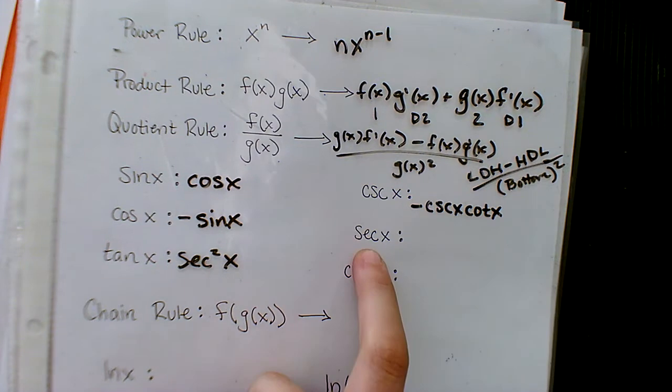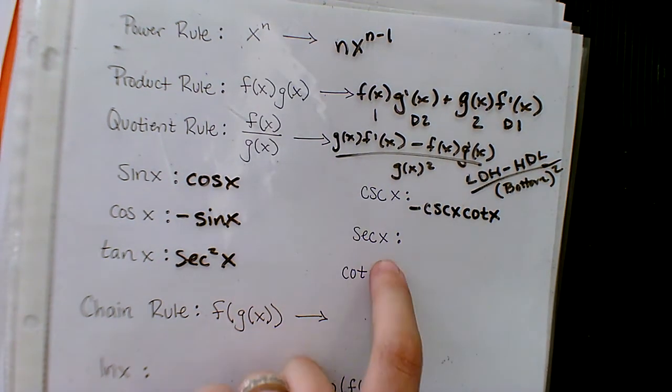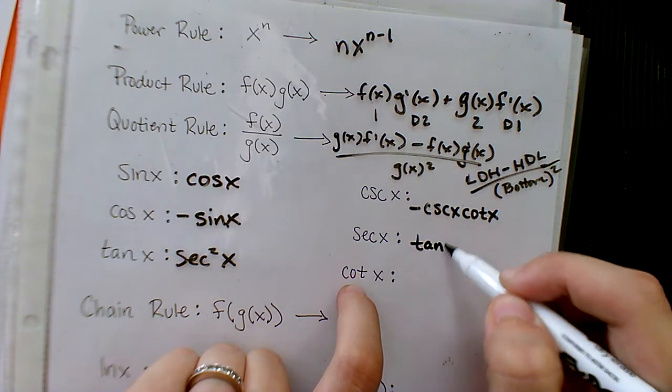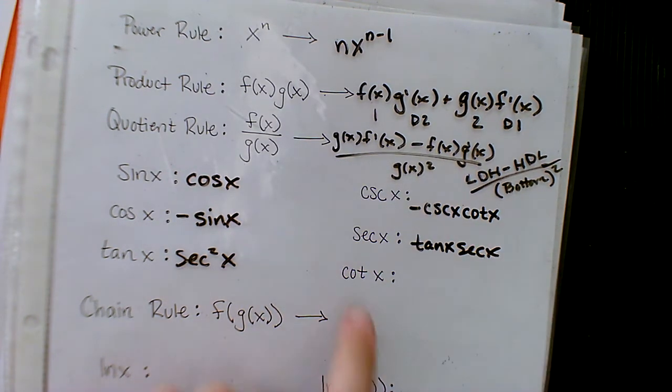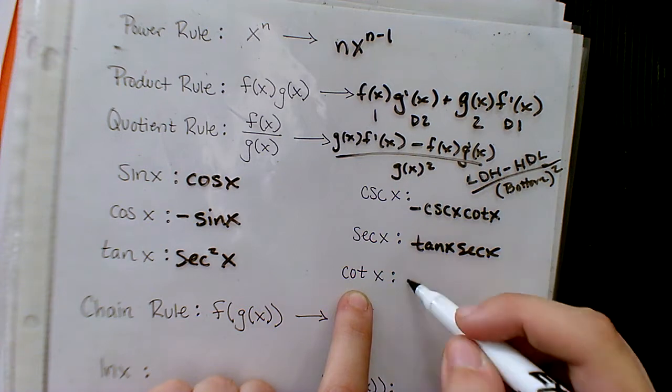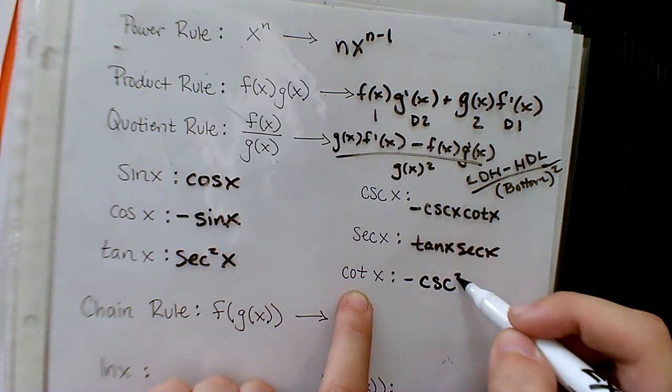What about secant? Tangent times secant. And then cotangent: negative cosecant squared.